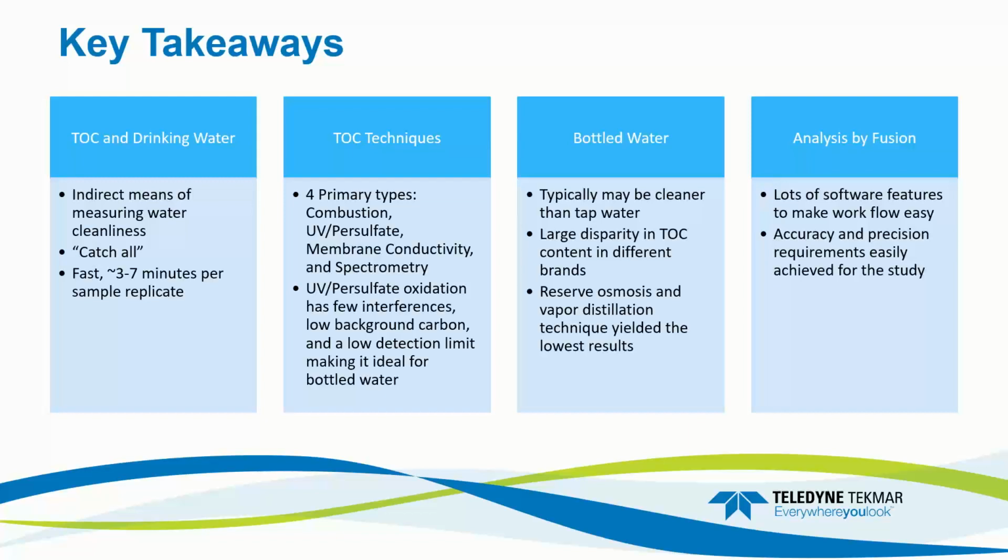We can do fast analysis between 3 to 7 minutes per sample replicate on this system. So remember, the next takeaway is the TOC techniques. We've got to make sure we're choosing the right technique for what our sample or what our industry is. As I mentioned before, there's 4 primary types: combustion, UV persulfate, membrane conductivity, and spectrometry.